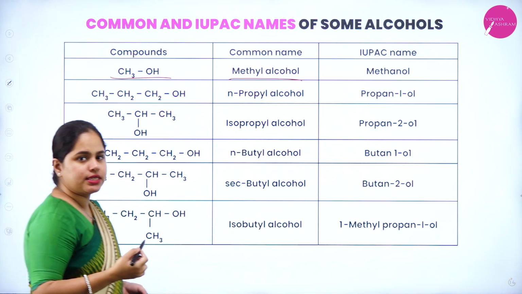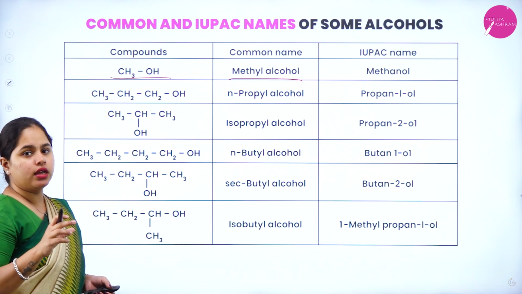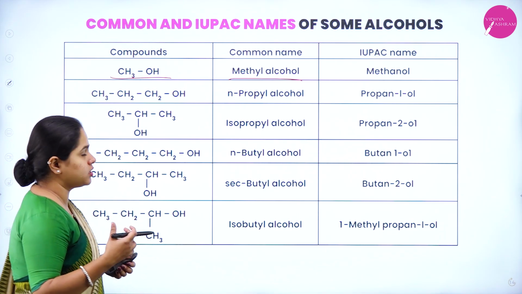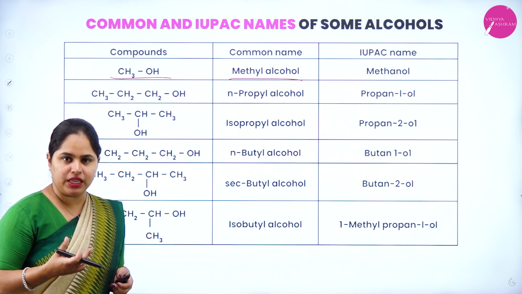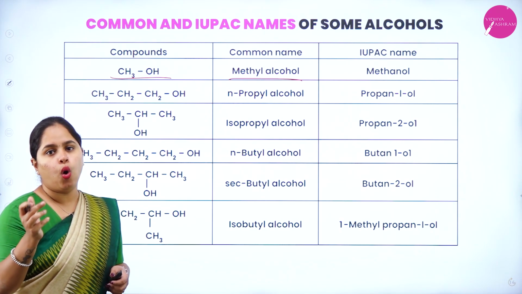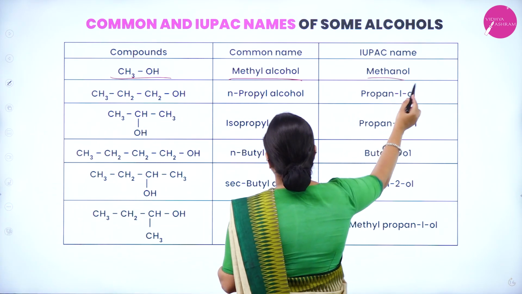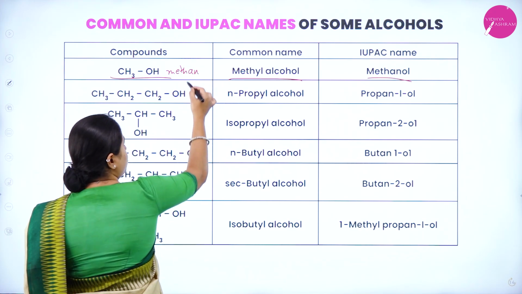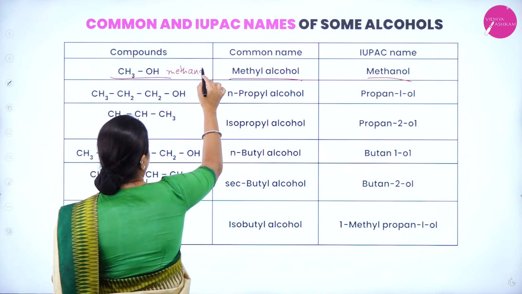Now what is the IUPAC name? It will be based on the alkane from which it is derived. Which is the alkane from which it is derived? It will be CH4, that is methane. We have to end the name with the suffix ol, right? So it will be methanol. Instead of the E, you do not have to mention the E, you have to end it with ol.